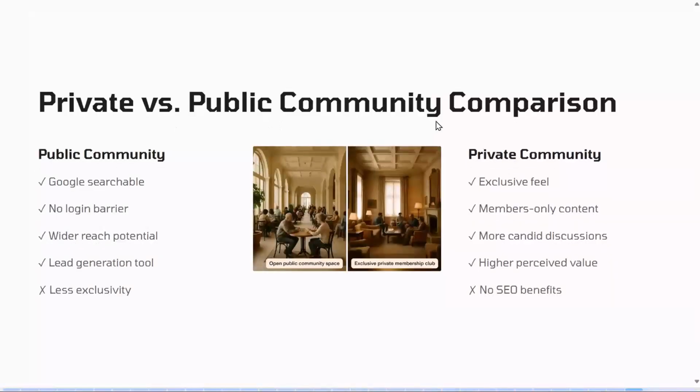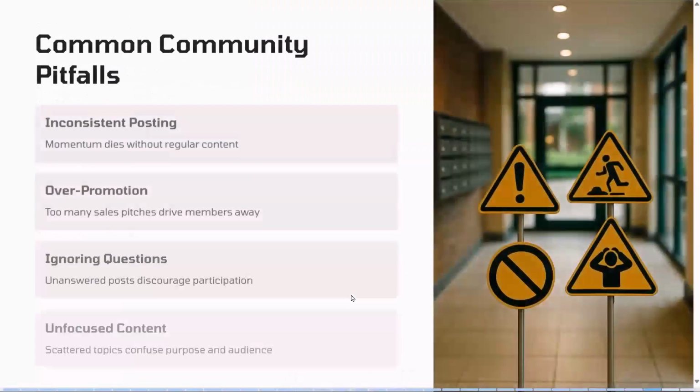So just to remind you, private versus public. Public's Google searchable. There's no barriers to coming in. Wider reach potential. You can use it as a lead generation tool, but there's less exclusivity. Whereas with your private and your secret communities, there is a really exclusive filter. A lot of the time, it's members only content, more open discussions, maybe, certainly because they feel safer in there. It's locked. Higher perceived value, most definitely, but there are no SEO benefits to a private or a secret community.